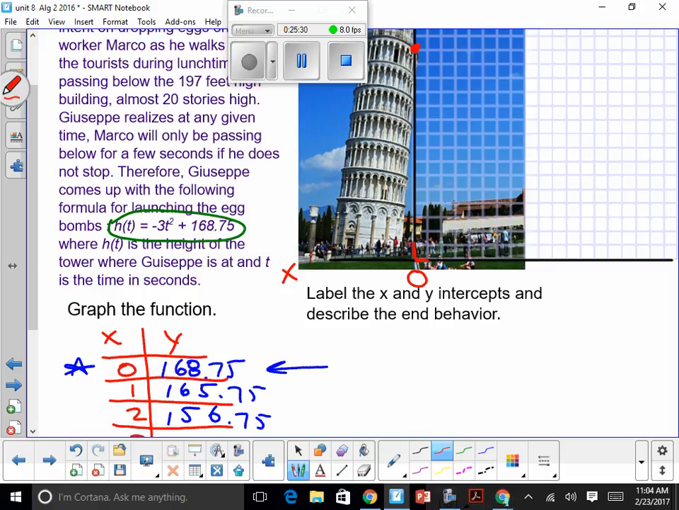Y'all be quiet for like 2 minutes, please. I'm focusing. And the bottom one was a 7.5? 7.5.